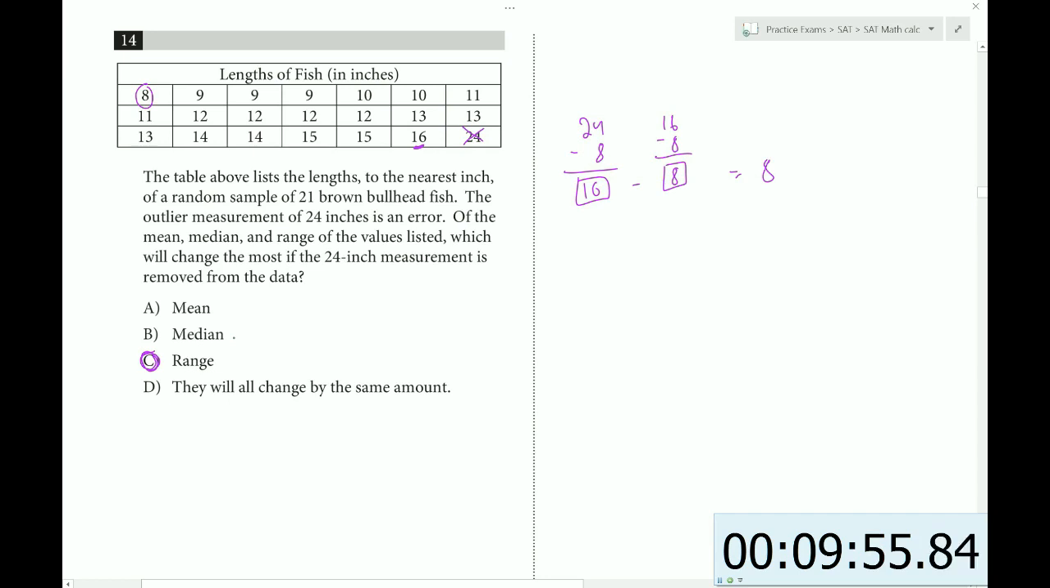If you compare to the median, it is the middle number. So it looks like 12 is going to be the middle number regardless of whether you eliminate the 24 or not. So that's out. And then the mean, well, the average is going to change slightly from eliminating the largest number, but it's not going to change that much, right? Now, if this was, let's say, 100,000, then that would change the average quite a bit.